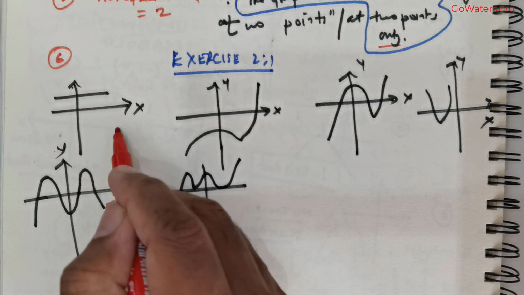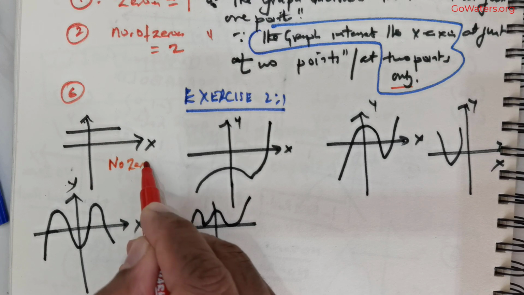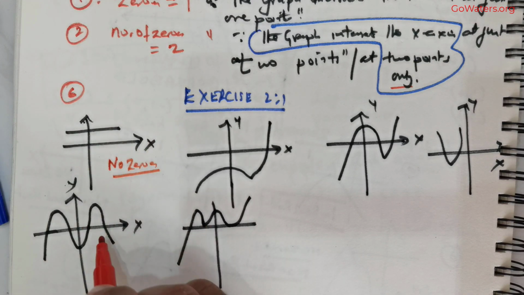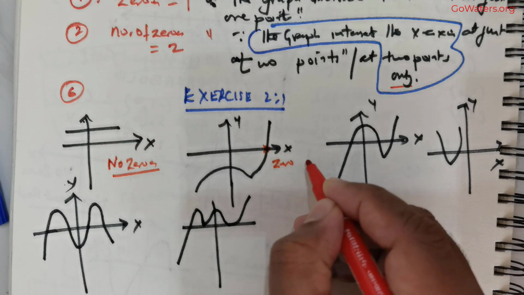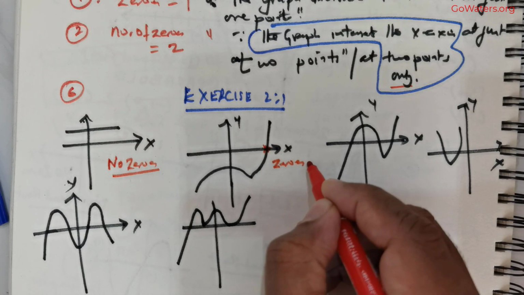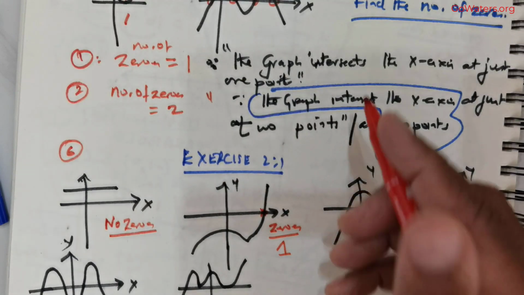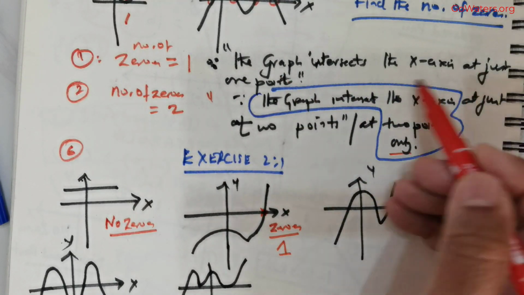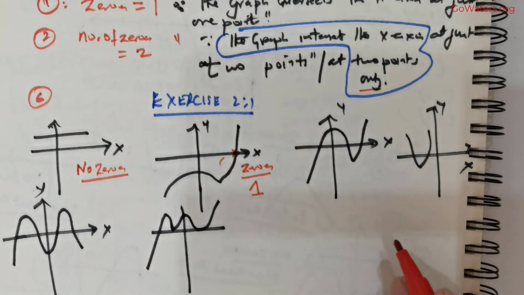So how many, does this have a 0? No zeros, no. Why? There's no intersection with the x-axis. Does this have a 0? Yes. How many zeros does it have? It has just 1. There's 1 intersection. Now you got to specify this. The graph intersects the x-axis at just 1 point. This line is imperative.